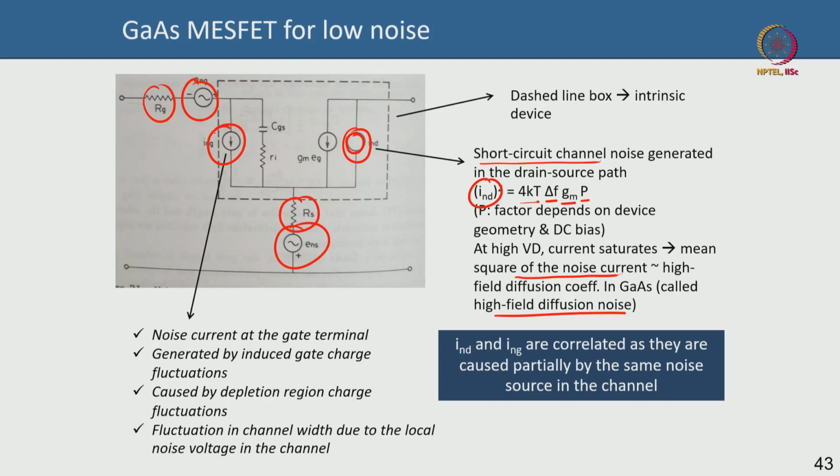This noise here is the gate induced noise, or the noise induced at the gate terminal, and this is correlated to the drain noise in some way. Why? Because the origin is partially the same. What it means is that in a MESFET you have a depletion region. The width of the depletion region can fluctuate because of the noise. When the drain current I_D flows, the width of the depletion region can fluctuate by a little amount. That fluctuation in the depletion width can cause a fluctuation in the depletion charge, of course, because whenever the depletion width changes slightly, the depletion charge also changes, and the depletion width is changing because of the noise voltage in the channel, which is basically this.